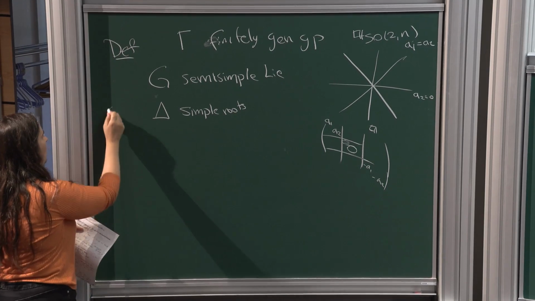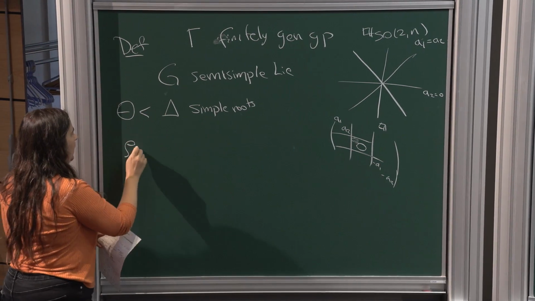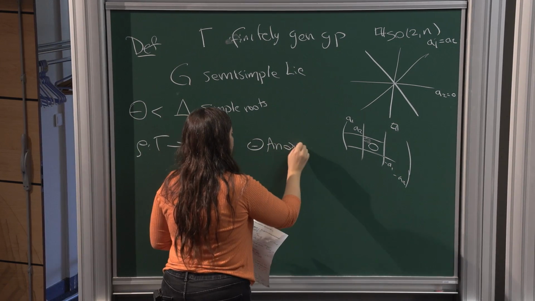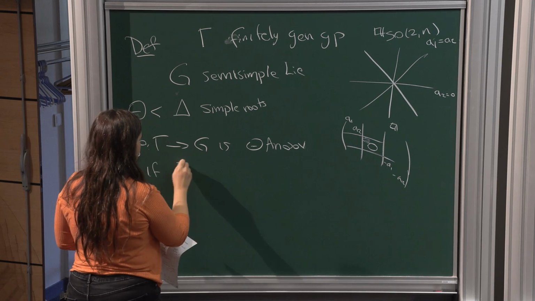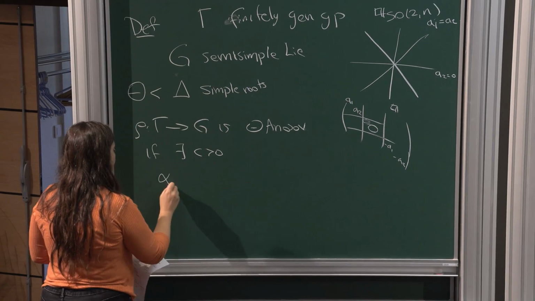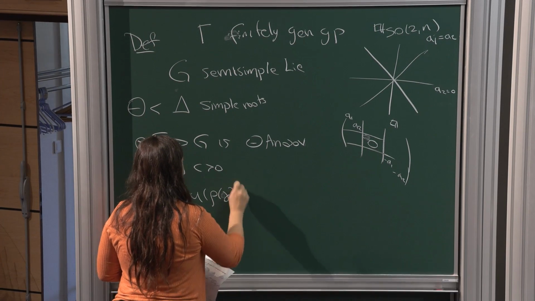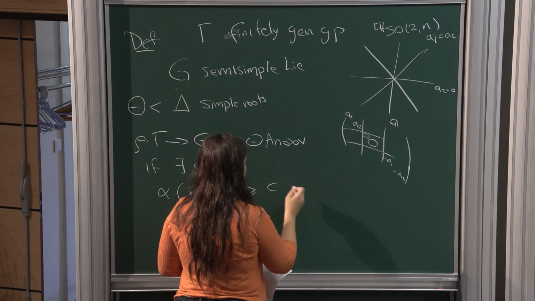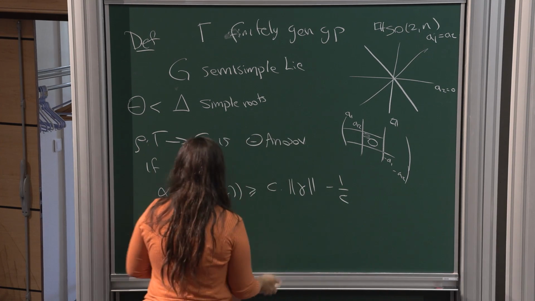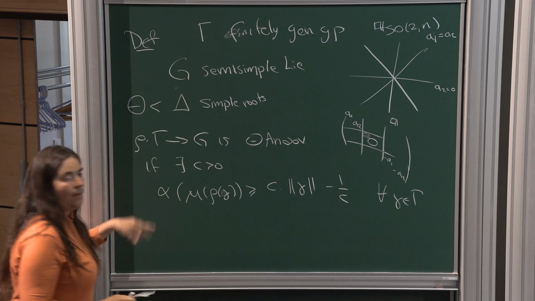Delta is the set of simple roots, and we were choosing a subset theta in delta. And we said that rho from gamma to G is theta-Anosov if there exists a constant C bigger than 0 such that alpha of mu of rho of gamma was bigger or equal than C times the norm of gamma minus 1 over C for all gamma in gamma. This was the definition I left you with.